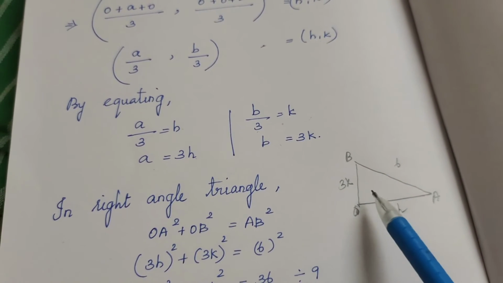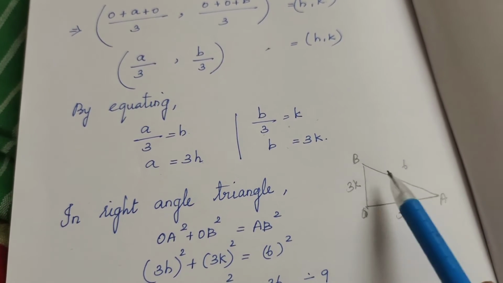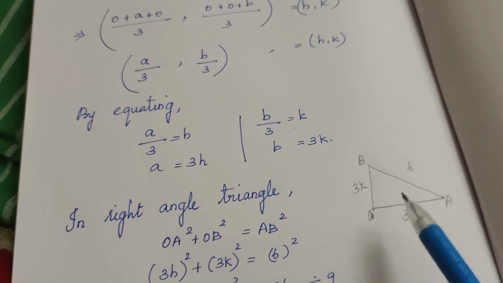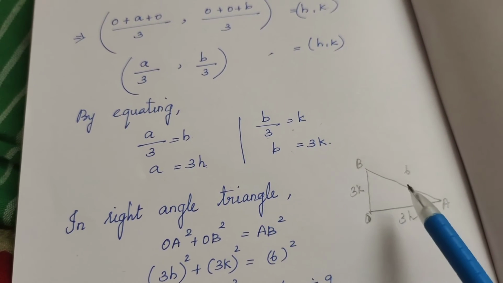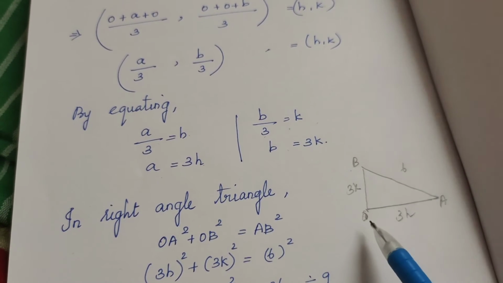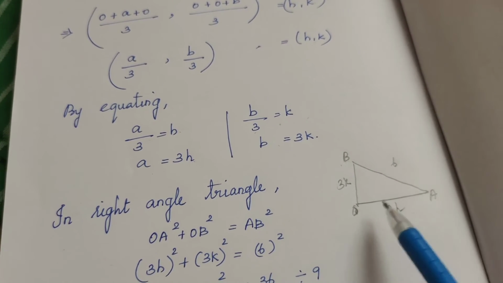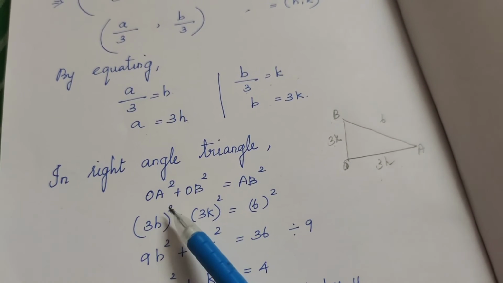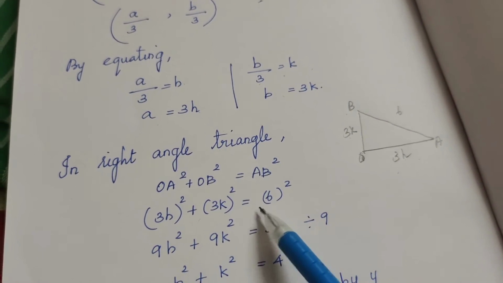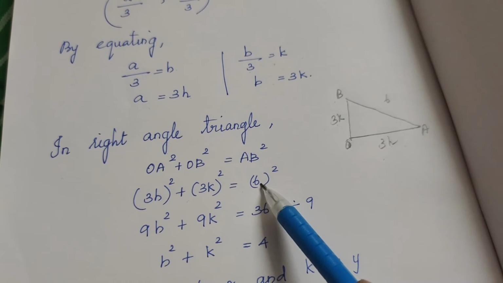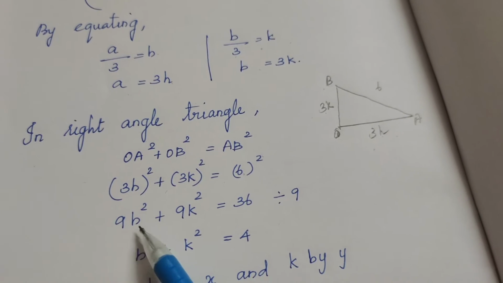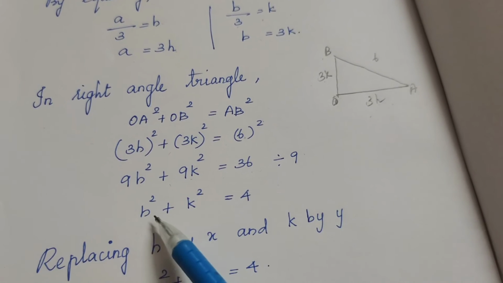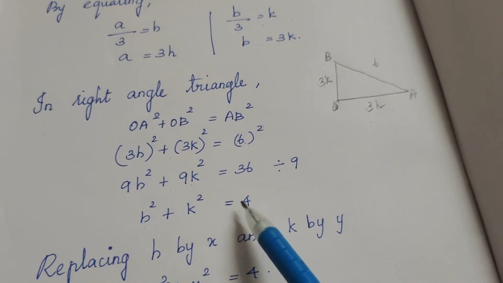Okay, now we have this like a right angle triangle, isn't it? In a right angle triangle, as per Pythagoras theorem, you know, OA square plus OB square equal to AB square. Okay, we know OA is A, that is 3h, and OB is B, that is 3k. Substitute the values here. 3h the whole square plus 3k the whole square equal to the length of the rod, which is 6. Okay, that is 6 square. Then 9h square plus 9k square equal to 36. Dividing this fully by 9, we are getting h square plus k square equal to 4.